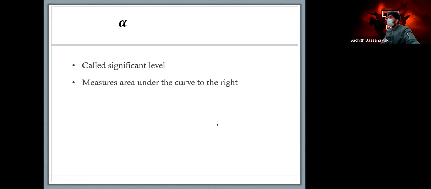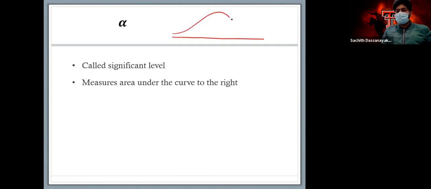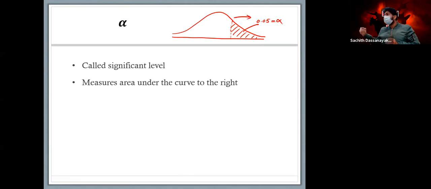It measures the area under the curve to the right, always to the right. It is something like this. This is your normal curve. I didn't do this part in your normal distribution section. So if I pick an area something like this, let's say for example 0.05, this area equals alpha. Always alpha is measured to the right. That's the definition of alpha, or significance level. So always to the right.